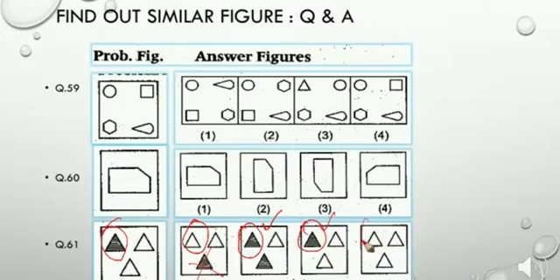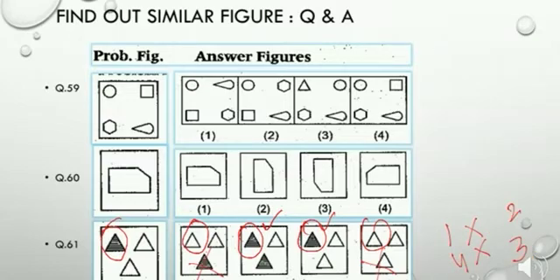In option 4, this portion is not matching. So option 1 and option 4 are ruled out. Option 1 cannot be the answer and option 4 cannot be the answer. Answer is either option 2 or option 3.